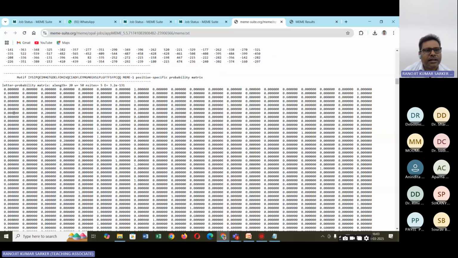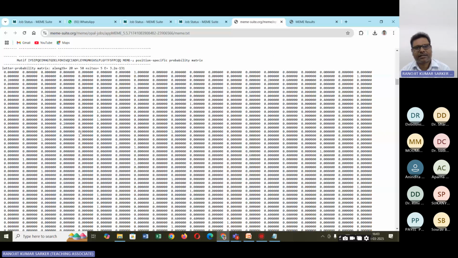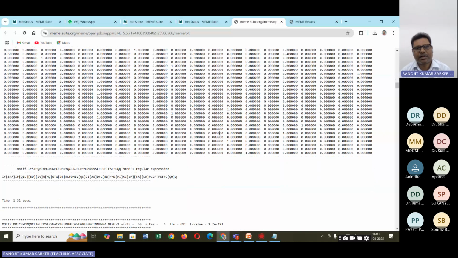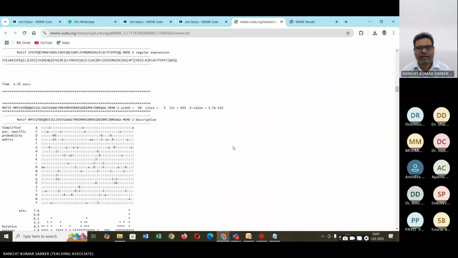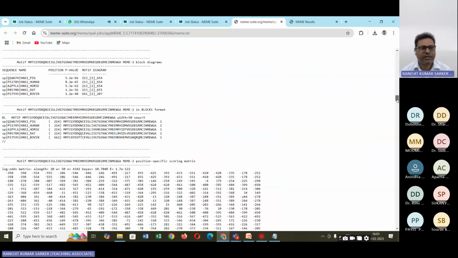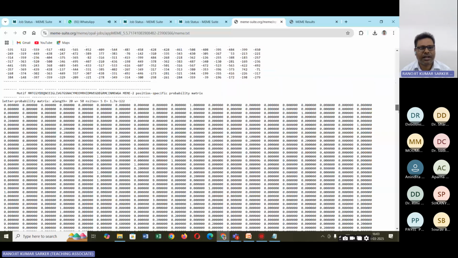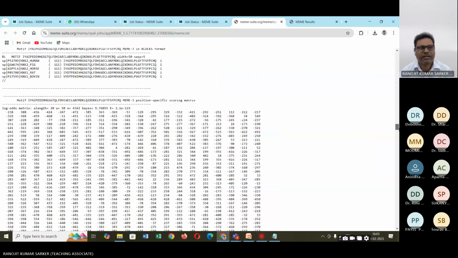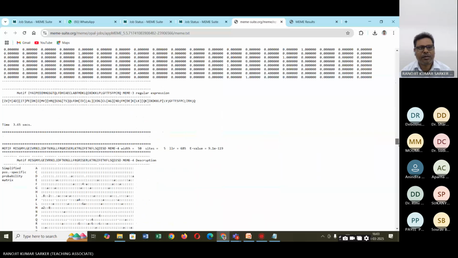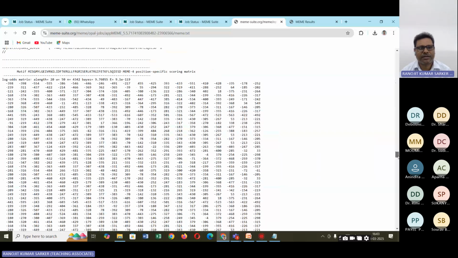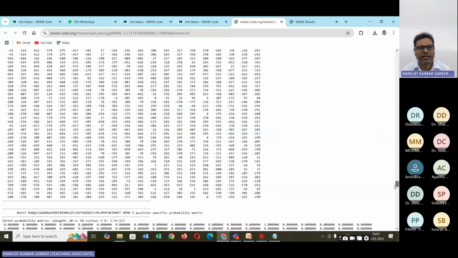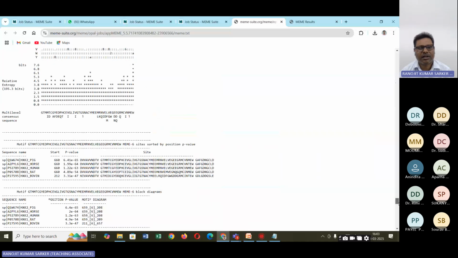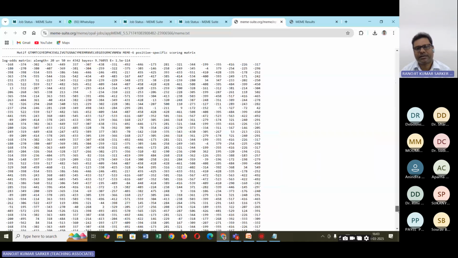And these are the probability matrices. Here you can also see it's a huge file. These are the probability matrices for each of the motifs. So we have 6 motifs, so we will get 6 probability matrices for this.